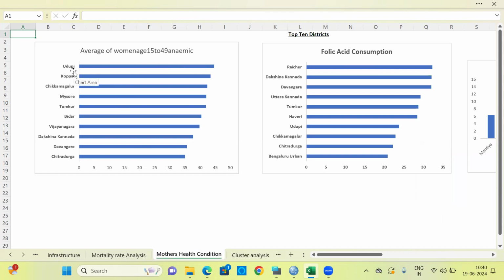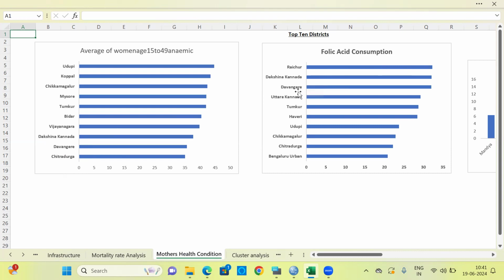Looks like Udupi tops the list, followed by Koppal and Chikmagalur. When you look at the lower values, this belongs to Chitradurga district, Davangere and Dakshina Kannada. They are doing well when it comes to average of women's age, average women age that is between 15 and 14 who are anemic. Let's now look at the top 10 districts wherein the folic acid consumption is high.